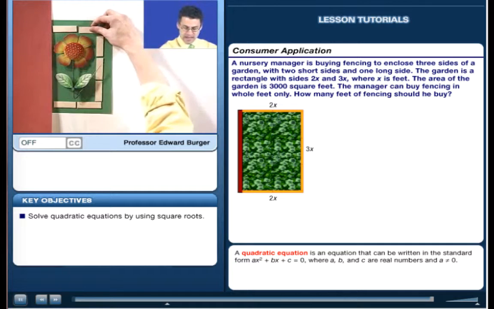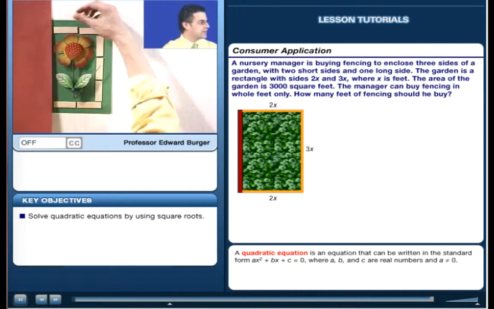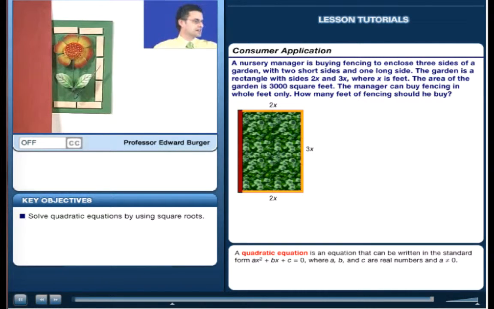Beautiful. And so what we want to do is we know that the area of the garden is going to be 3,000 square feet. And the question is, the manager can buy the fencing only in whole feet, and how many feet of fencing should he buy? So let's actually figure this question out.